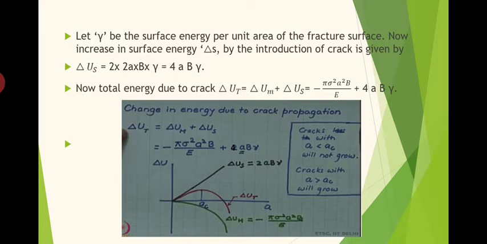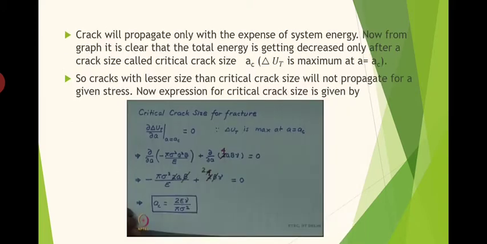But once that critical size is reached, the negative energy created by the mechanical energy, the energy decrease within the material, is more than the energy created by surface energy. So at that time the crack can absorb that extra energy, the decrease in energy because of the mechanical energy within the material, and utilizing that energy the crack can propagate. Crack will propagate only at the expense of the system energy.